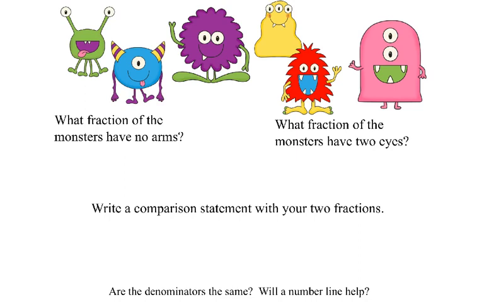All right, let's look at this example. What fraction of the monsters have no arms? Let's look at the denominator first. There's 1, 2, 3, 4, 5, 6.